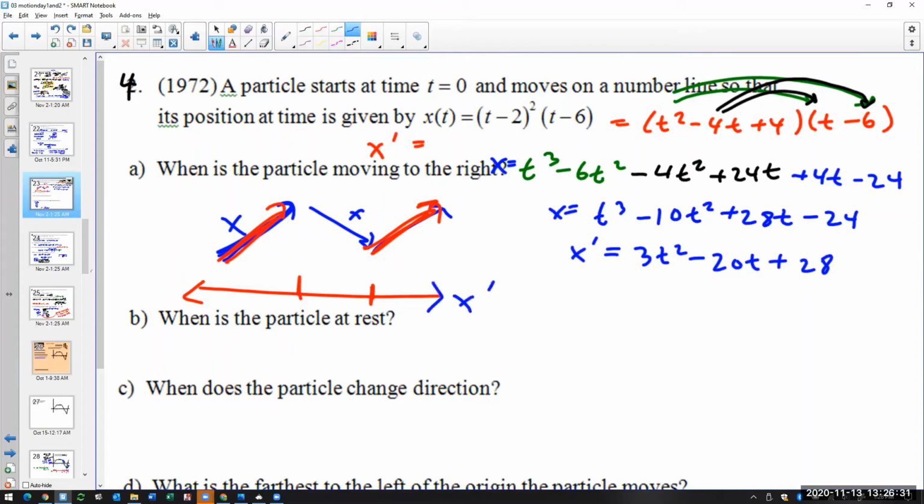Now, these critical points are when x prime is equal to 0. So I'm going to set this x prime equal to 0 and solve for t, and those are going to be my critical points. Now, to solve for t, let's see, can I take anything out? I don't think I can. So let's just go ahead and do this.